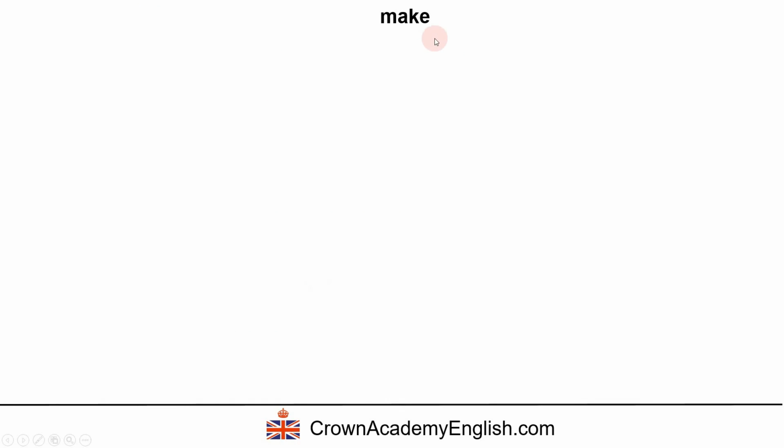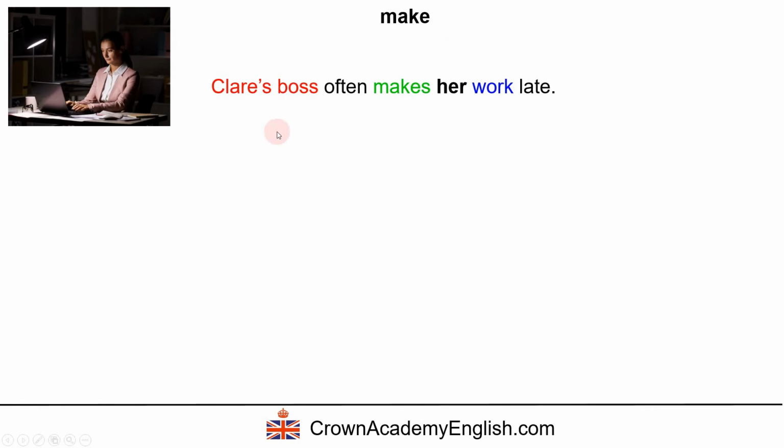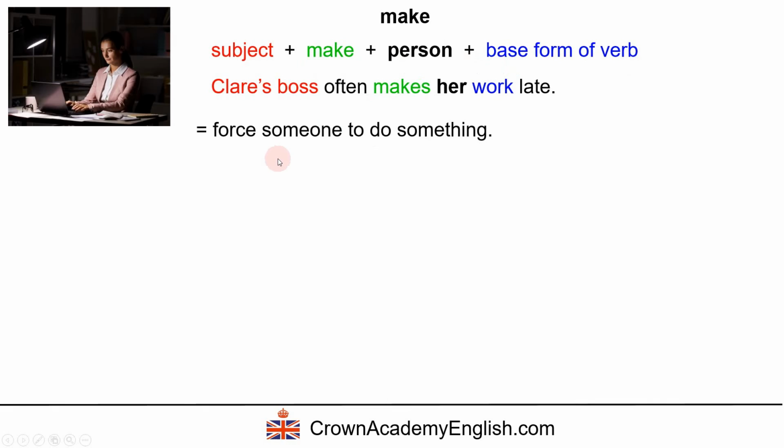Make. This is a very common causative verb. Claire's boss often makes her work late. So we have the form, subject, followed by make, and then a person, and then the base form of the verb. And it means to force someone to do something. So Claire's boss, he doesn't sound very nice because he forces Claire to work late.